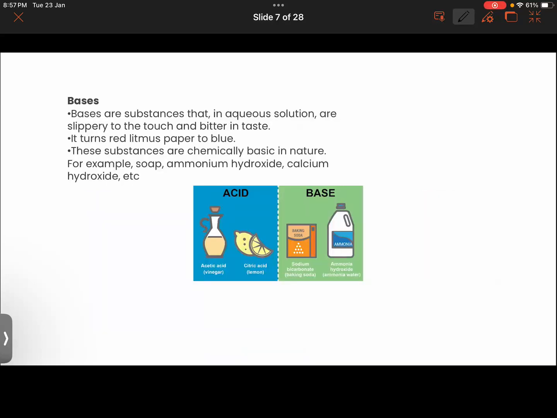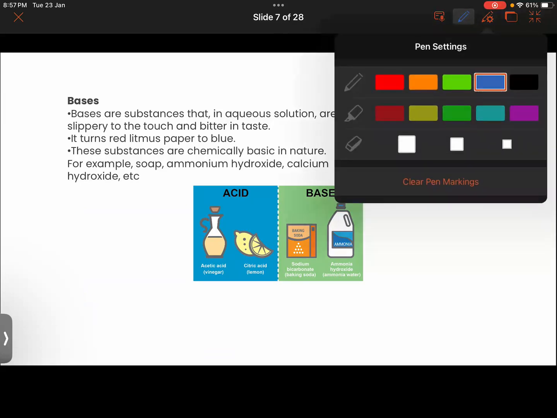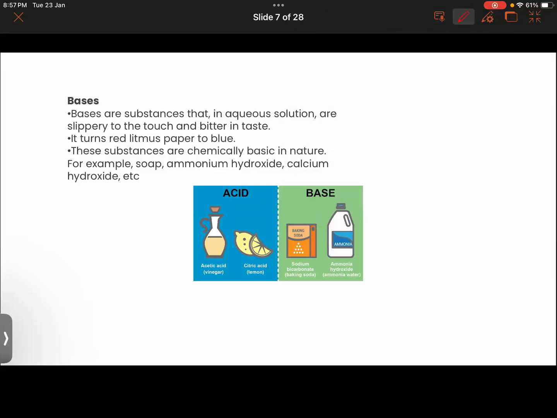And bases, as you know, are soapy to touch. They will turn red litmus paper into blue. So the properties of bases are as follows. They are chemical substances that have a bitter taste. Bases will be found in different types of substances at our home. For example, it will be found in bleach.